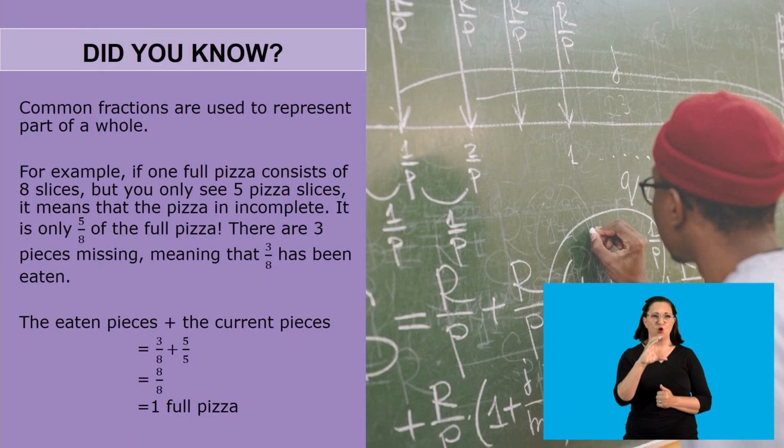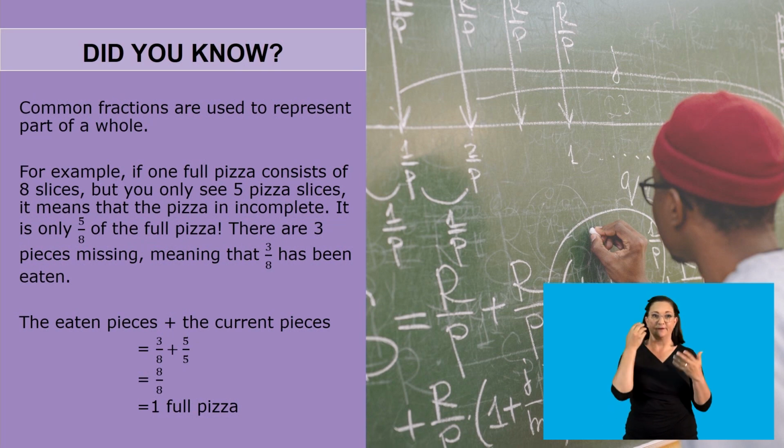Let's start our lesson with a did you know? Did you know that common fractions are used to represent a part of a whole? For example, if one full pizza consists of 8 slices, but you only see 5 slices, it means that the pizza is incomplete. It is only 5/8 of the full pizza. There are 3 pieces missing, meaning that 3/8 have been eaten.